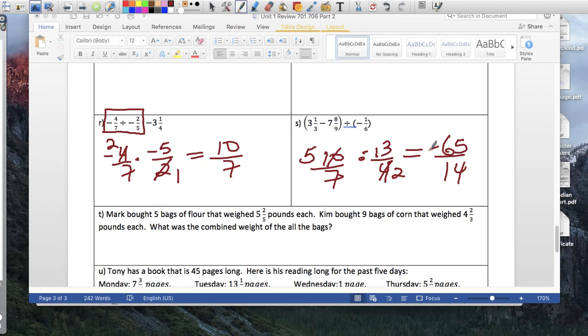negative 65/14. And if you change that to a mixed number, let's see, 4 times 14 equals 56. 65 minus 56 is 9 left over. So 14 goes into 65 4 times, 9 left over 14. Don't forget, everything is negative.